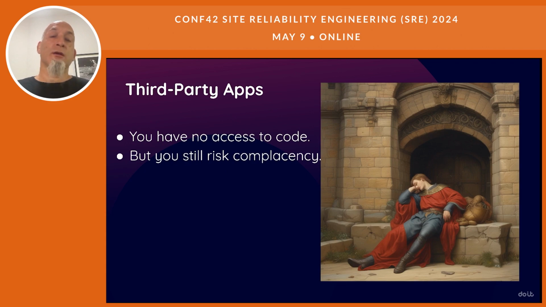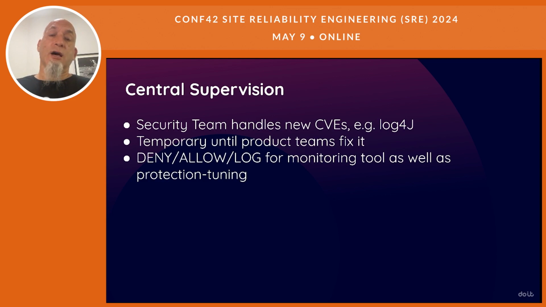Go ahead. If you are running a third-party app, perhaps a commercial system where you cannot alter and fix the code, perhaps open source where you don't have the skills to fix the code, then you can put the WAF in front of it. You still risk complacency. The WAF isn't magic. Another use case is central supervision. So you have a security team in a big company. It hears about a new threat, CVE, like the famous Log4j, and it steps into action and uses the WAF to block it. Meanwhile, shouting very loudly at the product team.